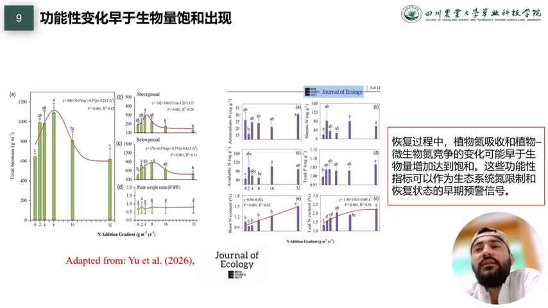The functional changes can appear before the visible biomass structure. The nitrogen uptake pattern and plant-microbial competition can provide early indicators of ecosystem recovery and nitrogen limitations.